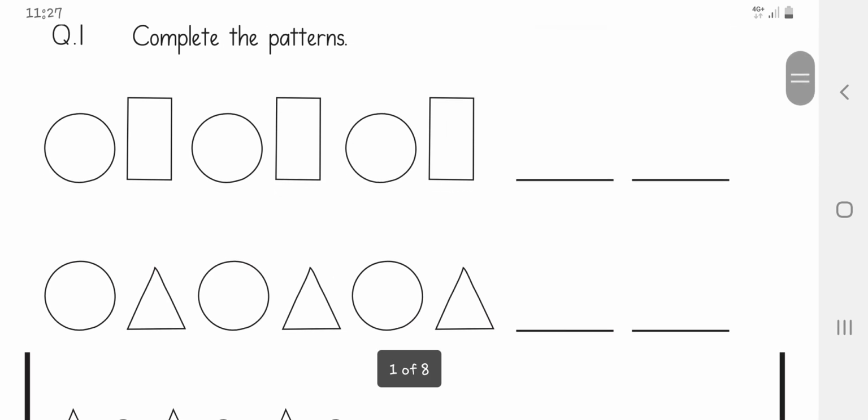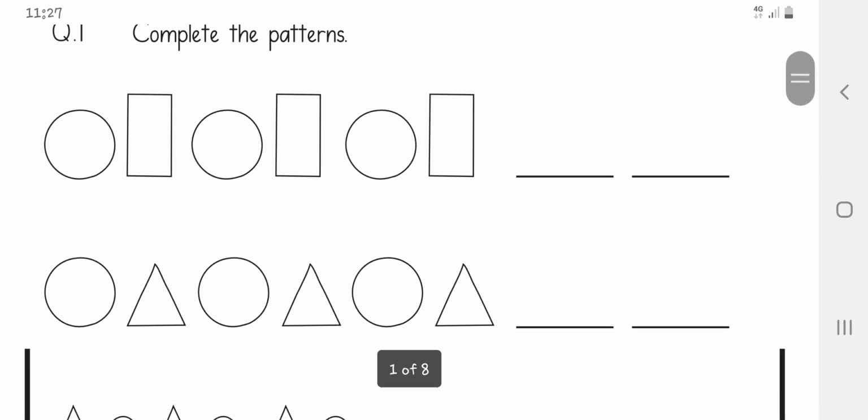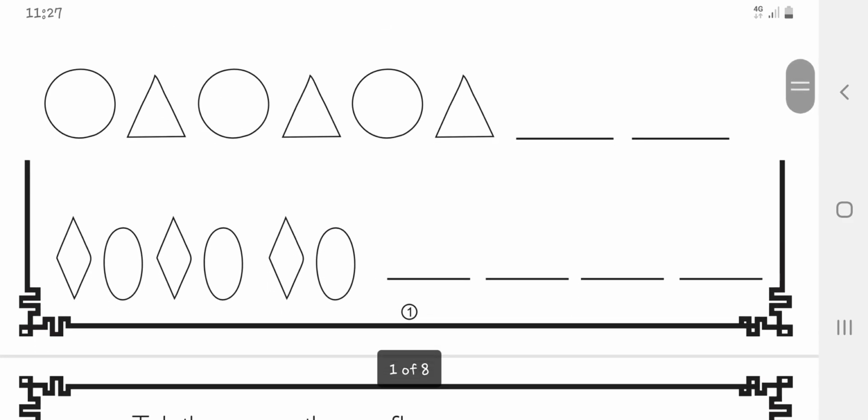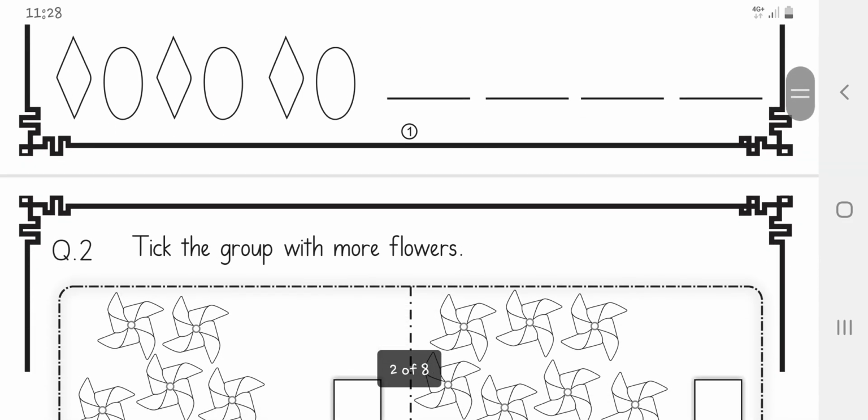Question number 1 is complete the patterns. Very simple patterns are given. The students have to look at the pattern and then complete it in the same sequence. It has 3 parts in it, and they are simple, repetitive patterns. After every circle there is a triangle, after every circle there is a triangle, so the student has to read the pattern first and then complete it.